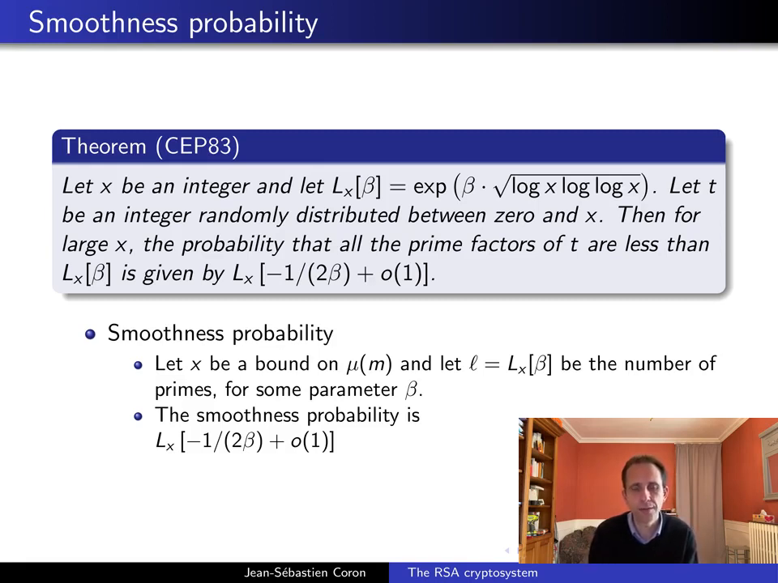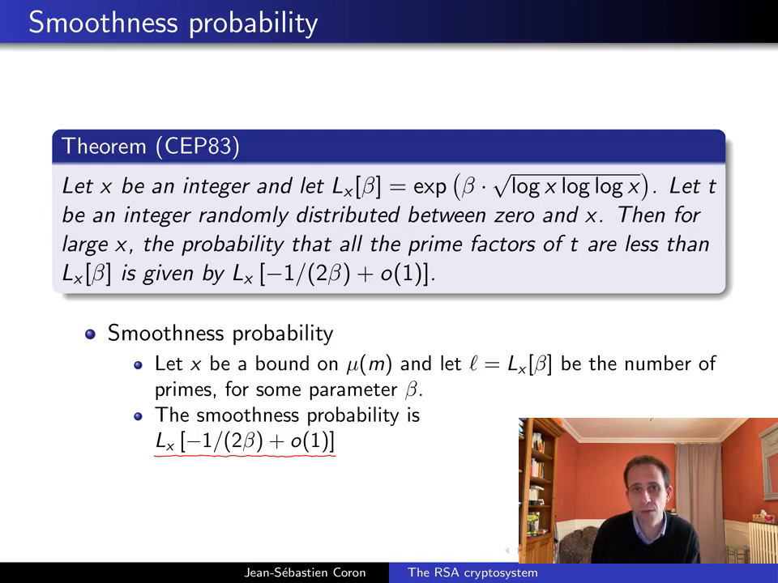So how do we apply this theorem? In our case, we let x be a bound on μ of m, our encoding function. So that's why μ of m should not be too large. And we define L as L_x of β, the number of primes. So here the bound on the value of the primes will not be too much different from L. And so we do this for some parameter β. And then the theorem implies that the smoothness probability is L_x of −1/(2β). So if we take a small β, so a small value of L, so a small number of primes, then the smoothness probability, of course, is going to decrease.